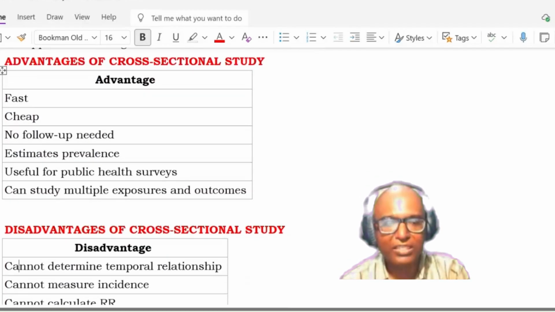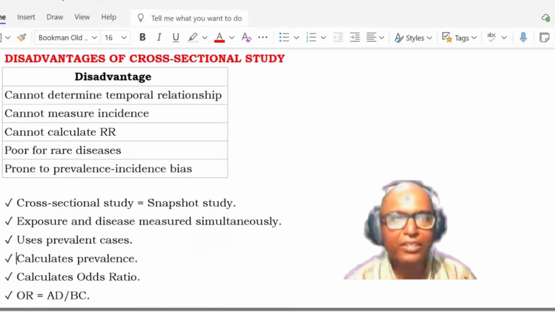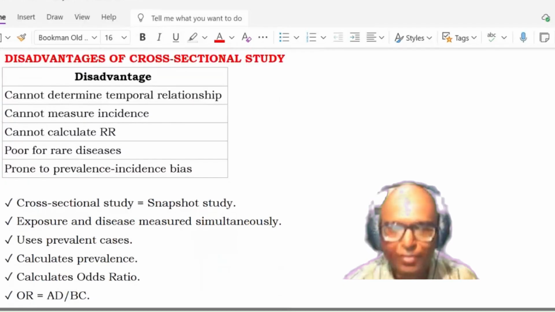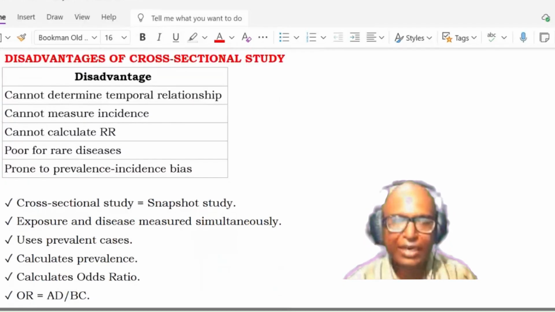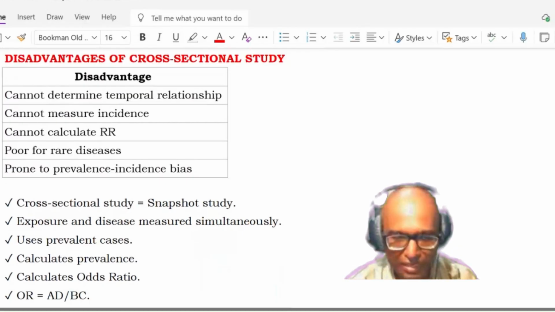Okay, so the disadvantages of the cross-section study: it cannot determine the temporal relationship, it cannot measure the incidence, it cannot calculate the relative risk, it is poor for rare diseases, and it is prone to prevalence incidence bias.